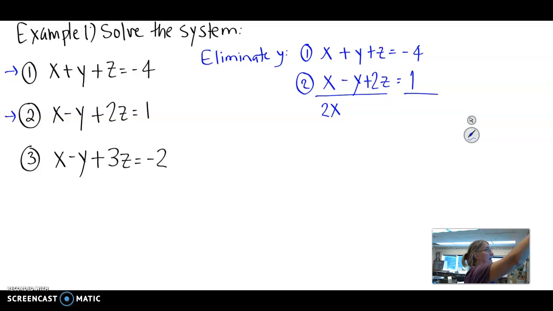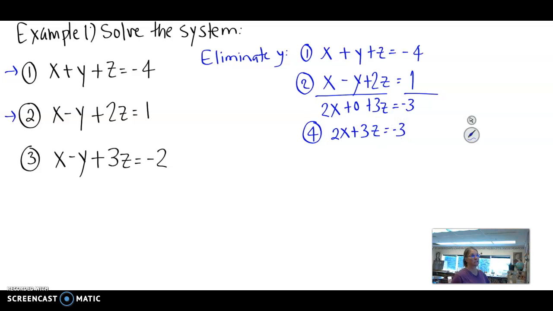1y plus negative 1y equals 0. You don't need to write the 0, you can if you want. And then I have plus 3z equals negative 4 plus 1 is negative 3. So now I have another equation. I'm going to call it equation 4. 2x plus, I'm not going to write that 0, plus 3z equals negative 3.